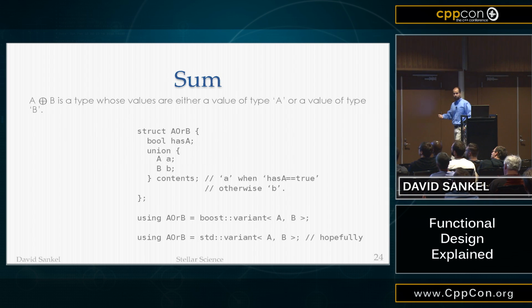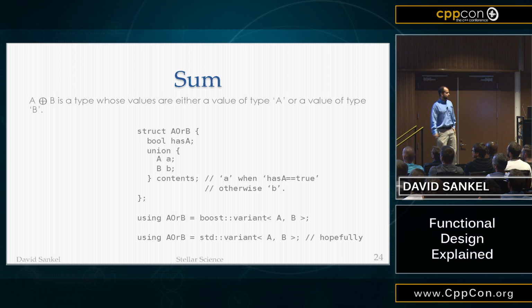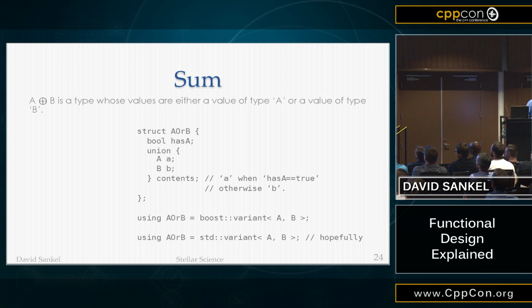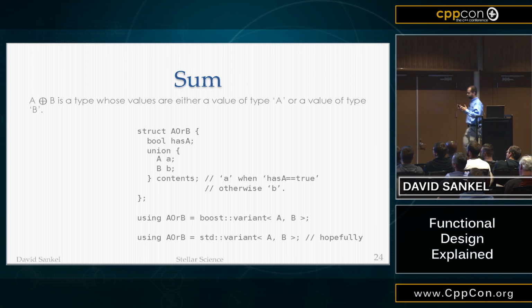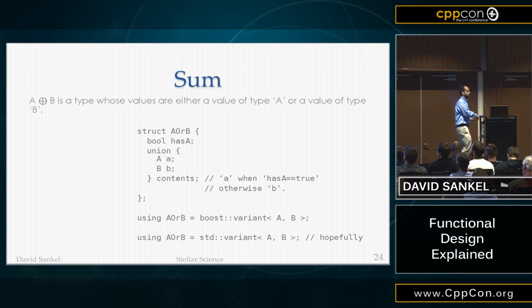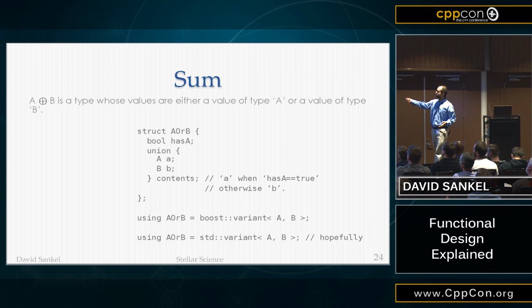All right, so the sum type, this one isn't really supported in C++ very well. But basically, you have a discriminated union. Whereas with a product type you have a value of type A and a value of type B, with sums you have either a value of type A or a value of type B. It's one or the other. And you can implement this using something like this.